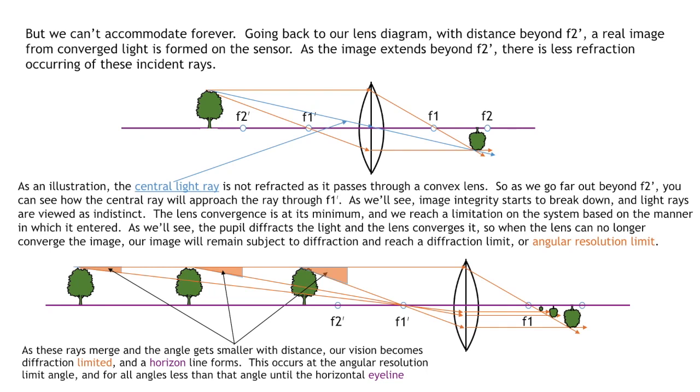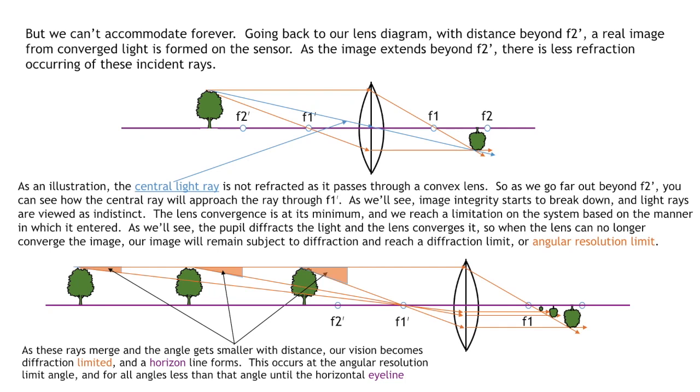So as we'll see, the pupil diffracts the light and the lens converges it. So when the lens can no longer converge the image, our image will remain subject to something called diffraction and will reach a diffraction limit or angular resolution limit. So I'm trying to illustrate that here below.